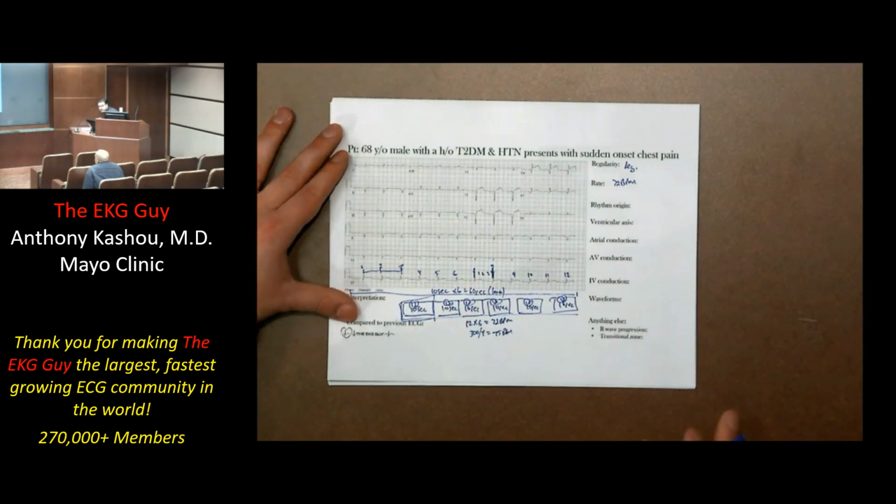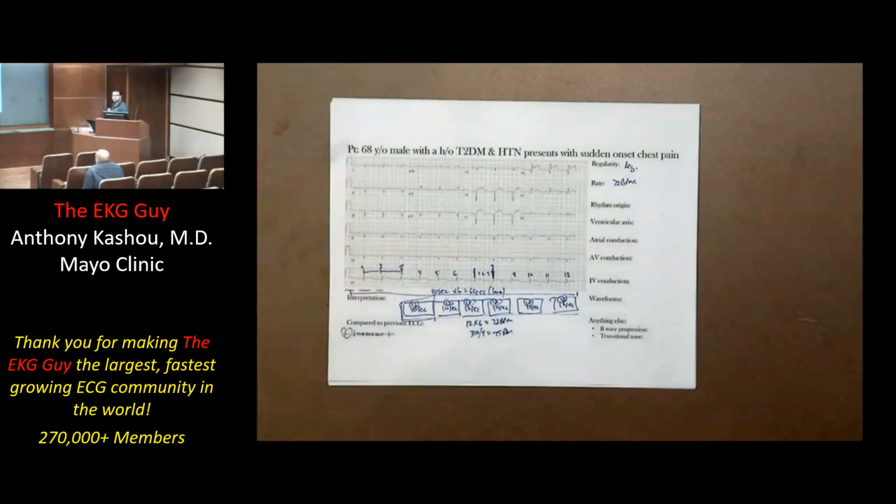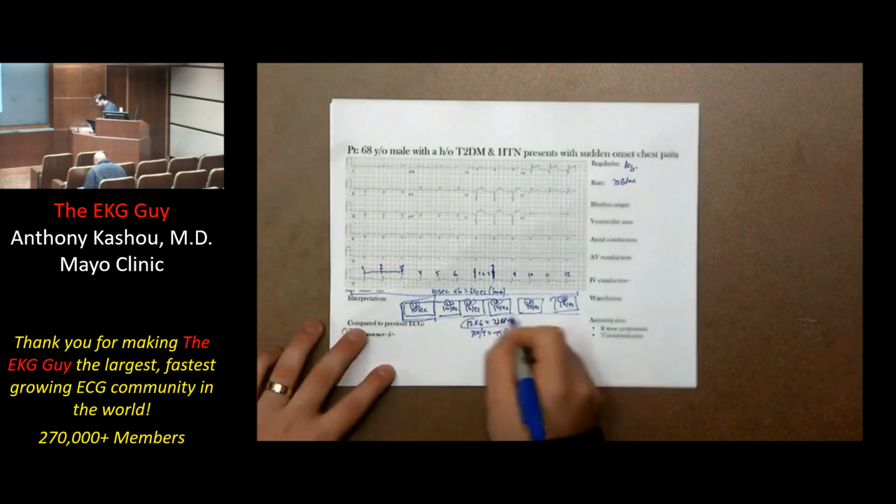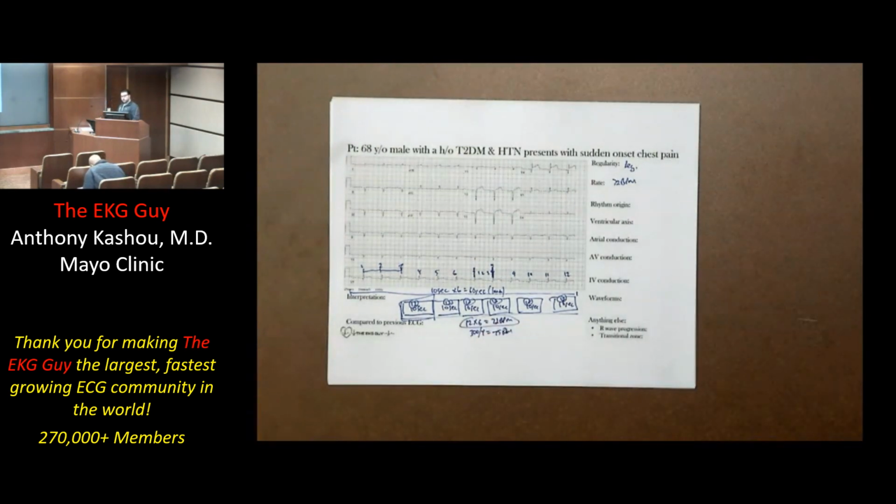Okay, and you can only use that approach with regular rhythms. So if you want to learn only one, only learn that first one where you count these ones up here. The other thing is, where does that 300 come from?